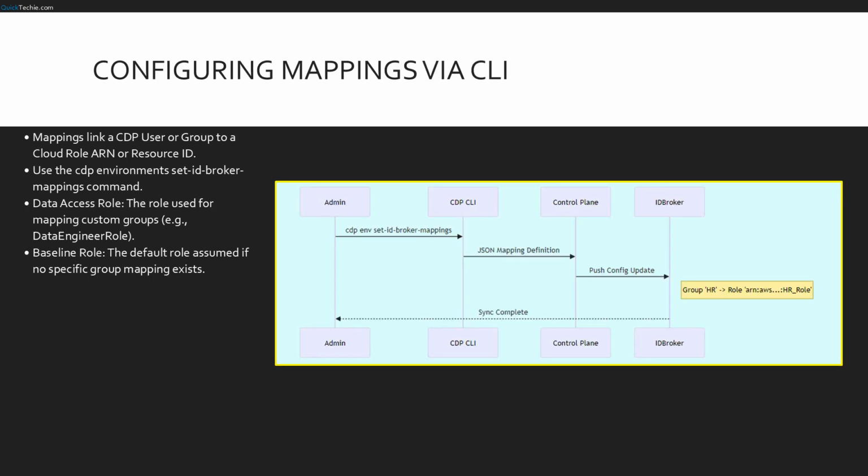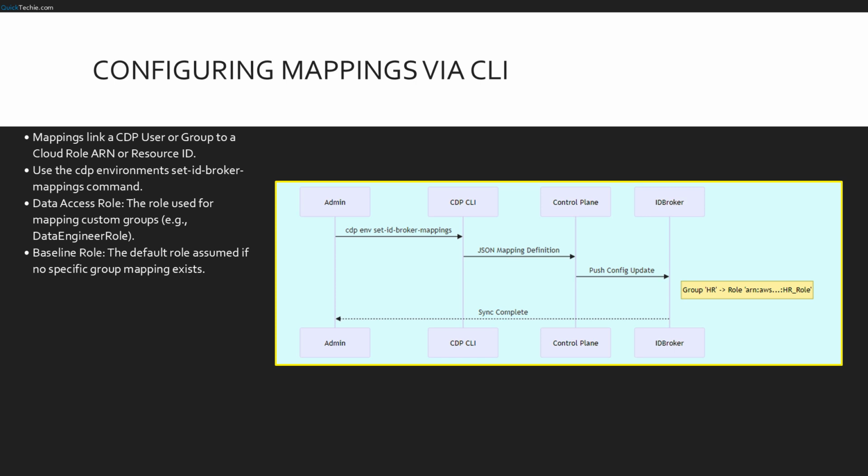How do you configure this? You use the CDP CLI. The command set-idbroker-mappings is your primary tool. You define mappings in JSON format, linking a CDP group like administrators to a cloud role ARN. There are two categories of roles you'll configure. The data access role, which is the target role granting access to S3 or ADLS, and the baseline role, sometimes called the Ranger audit role, which is a fallback used for system processes. Proper configuration ensures that when user Alice from the HR group logs in, she automatically gets the HR role in AWS.